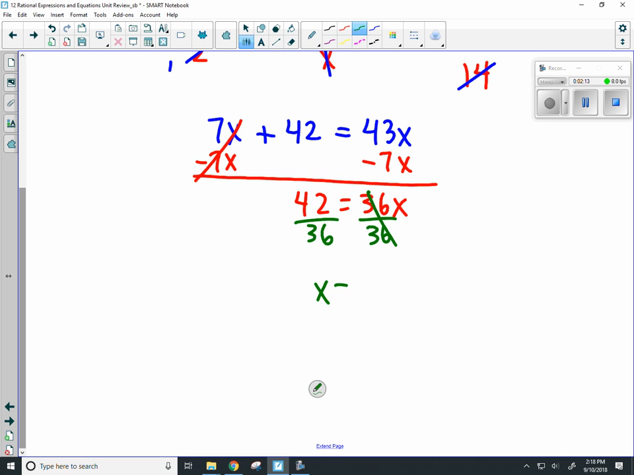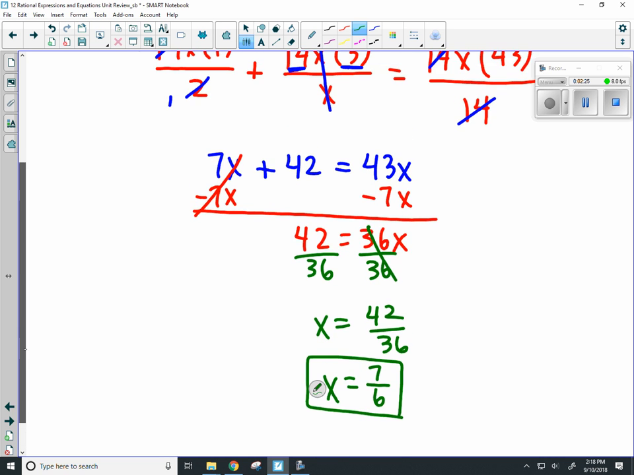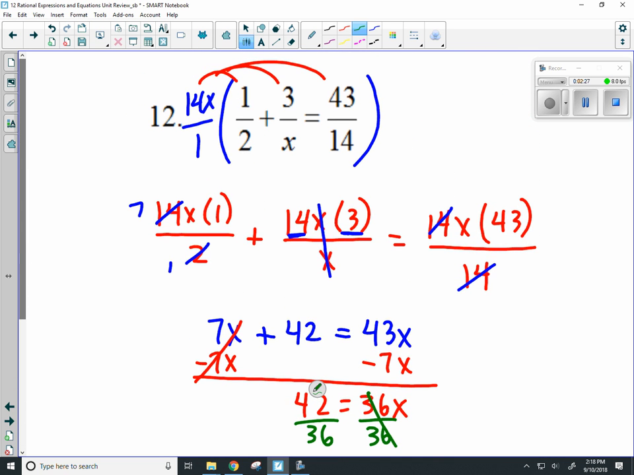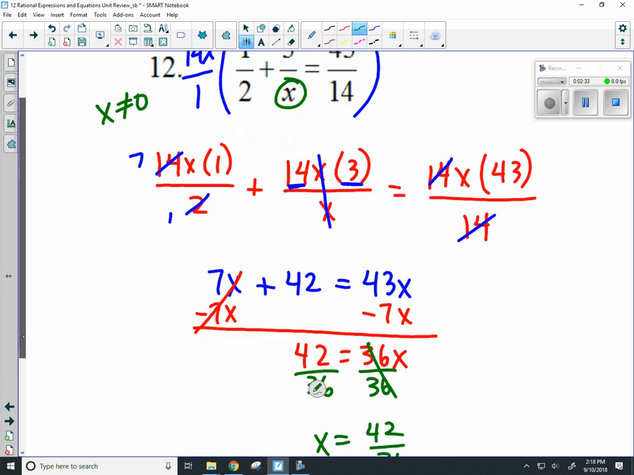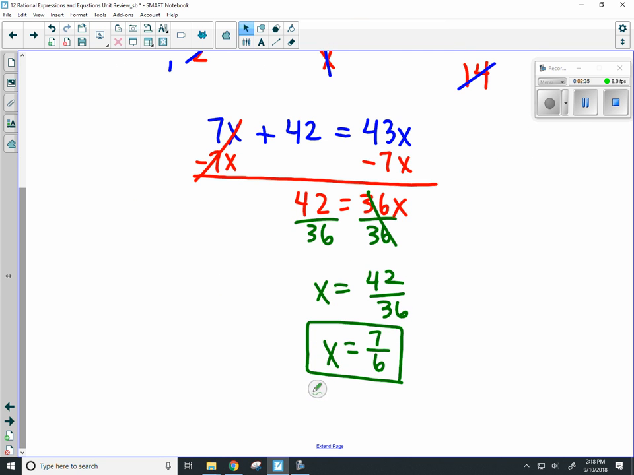So x would end up being 42 over 36, which 6 will go into both of those, so you could reduce it to 7 over 6. Do a quick check, make sure that the answer is not extraneous. So the only number that would cause our denominator to turn into 0 would be if x equaled 0, and it doesn't, so 7/6 is our answer.